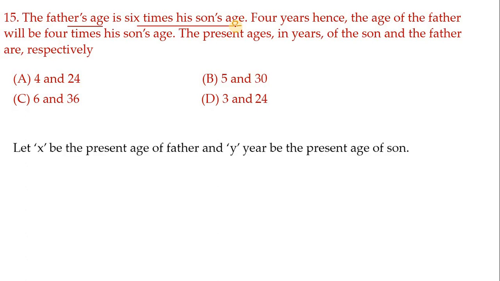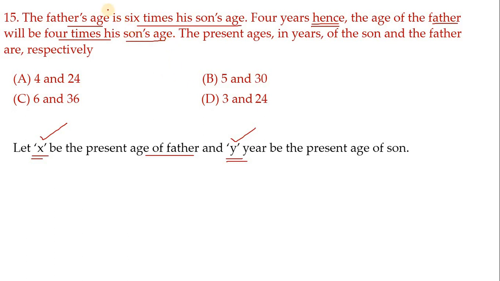So their ages you take as x and y. So x be the present age of father. So father's age I am taking as x and son's age I am taking as y. If you want, you can take x as son's age and y as father's age, not a problem. So 4 years hence, I mean 4 years later. Whenever the word hence is used, it means later, after. The father will be 4 times his son's age.